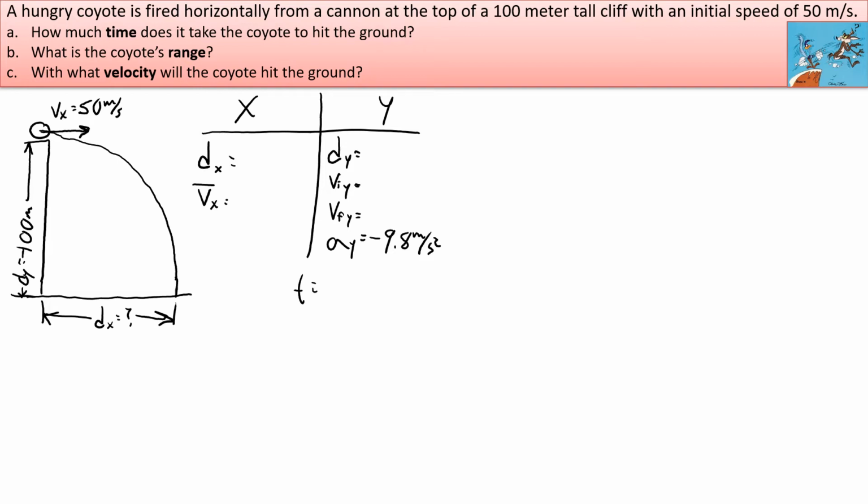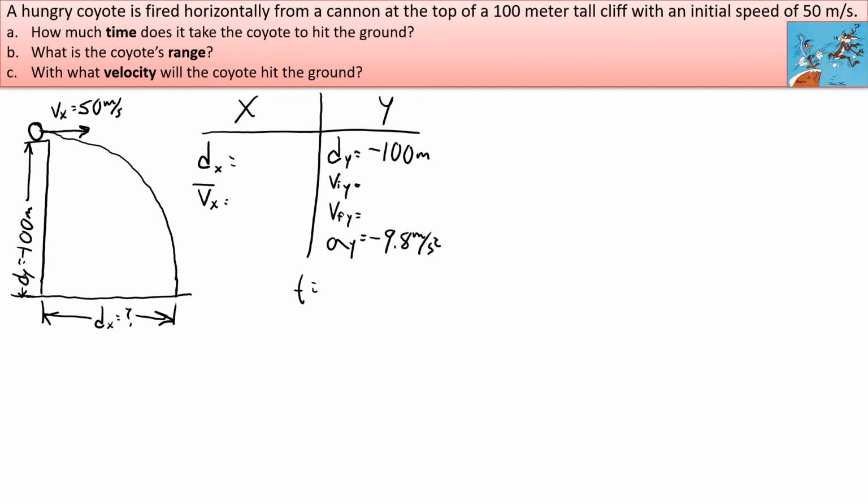Then you look at what's told in the problem. It's a 100-meter tall cliff, and we said that's going to be the y direction, the y displacement, 100 meters. Now, what direction is the coyote going? Is the coyote going up or down? The coyote's going down, so we better make sure that we make the displacement negative.